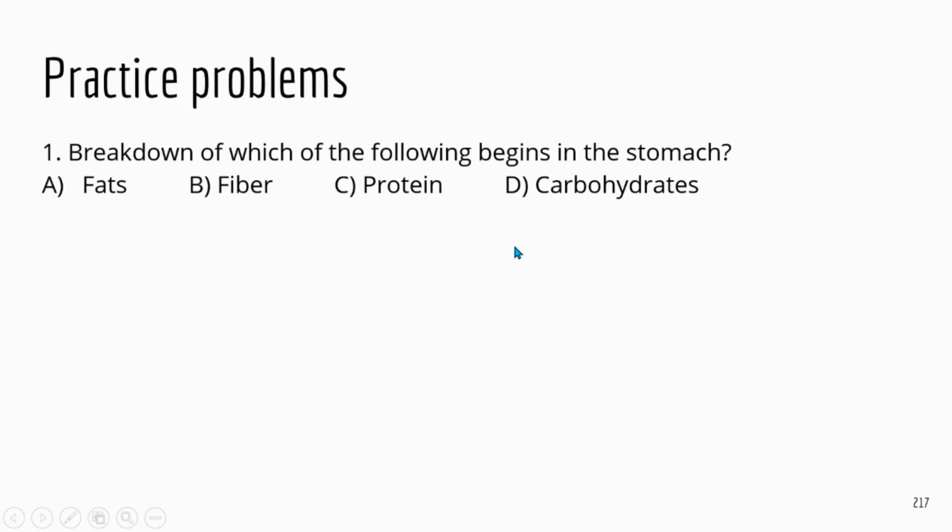Now let's look at some practice problems. Again, if you need some time to think about the question, just pause the video. Okay. All right, number one, breakdown of which of the following begins in the stomach? So the correct answer is protein, right? Because stomach has an enzyme called pepsin that can break down proteins. There aren't any enzymes that can break down proteins in the mouth, right? They can break down carbohydrates, right, which is specifically starch.